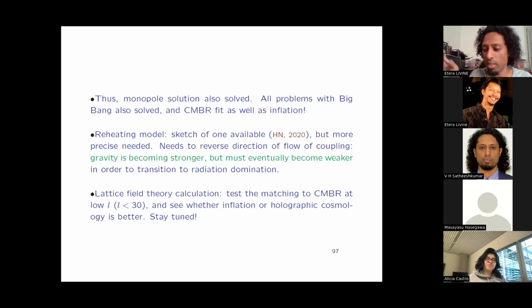Horatiu, today you taught us lots of things about holographic cosmology. My question is, how different is it from the dS/CFT correspondence, the de Sitter CFT correspondence? Are they two different things? Well, no, that's where it started from.